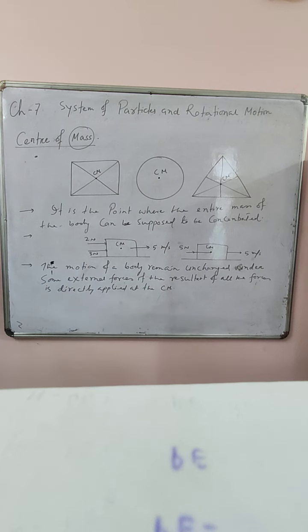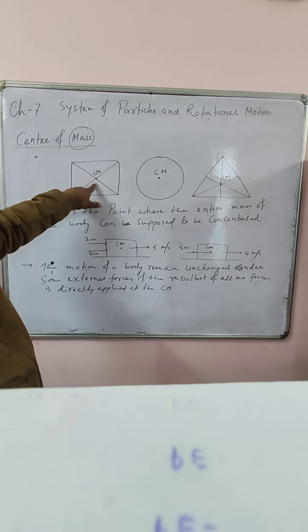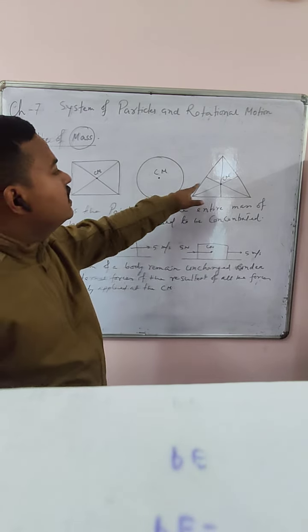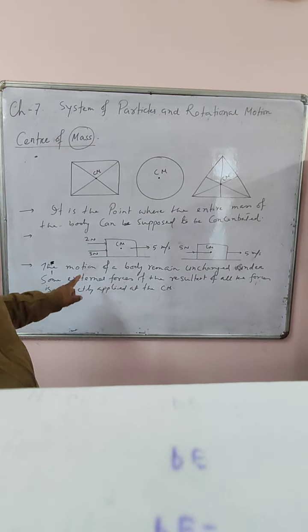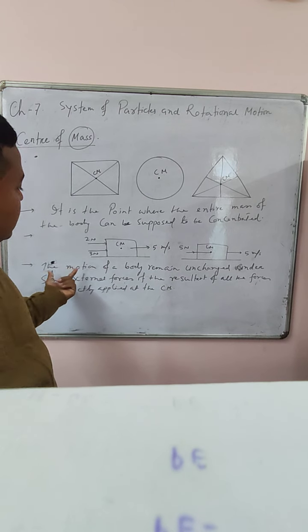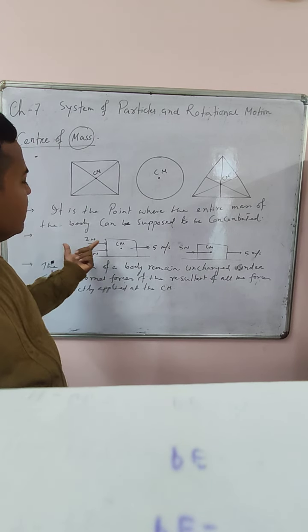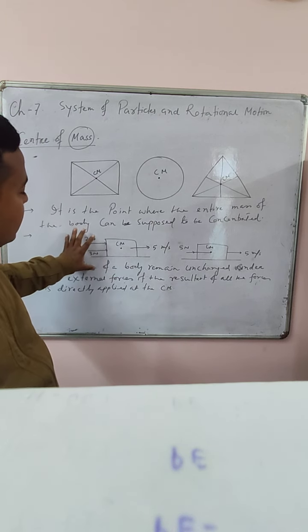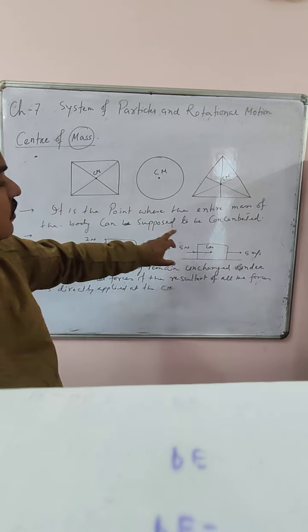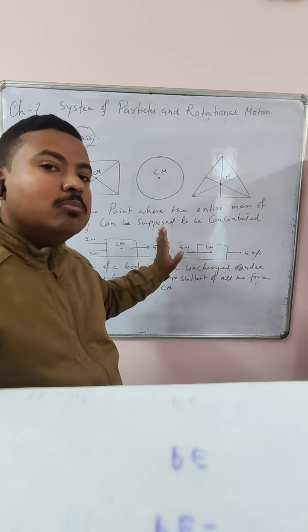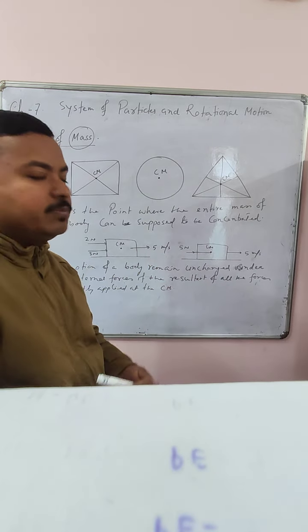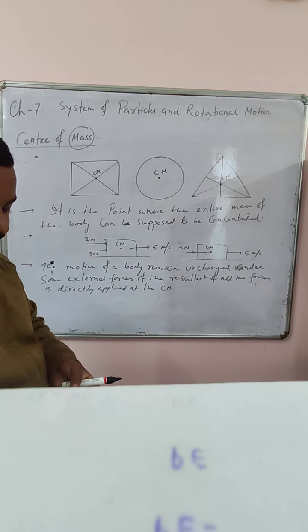So this is the concept of center of mass. First of all, what is center of mass? It is the point, the location, where the entire mass of the body is supposed to concentrate. That point is called center of mass. And if a body is moving under some external forces, and you directly apply the resultant force at the center of mass, the motion of the body remains unchanged. That is the concept of center of mass.